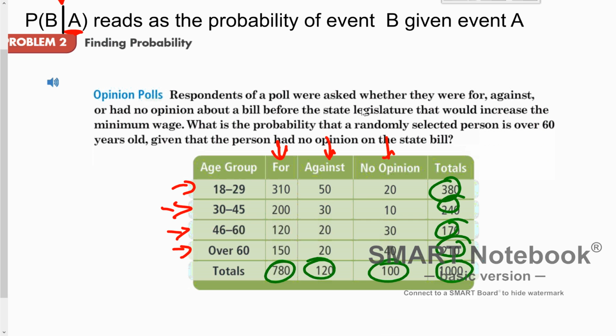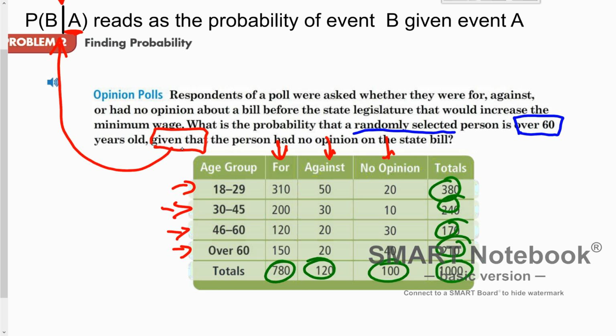Here we have this bill that's happening. People are in favor of it or against it, and we have the different categories of age versus who's for and against it. So what is the probability of randomly selecting a person? The randomly selected is always in there. You're going to see that. Randomly selecting a person over 60, so we're selecting somebody over 60 years of age, given that.